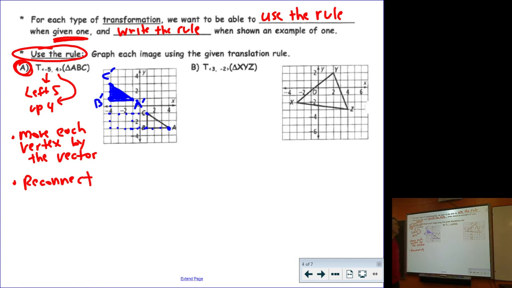And I have taken my triangle, and I have done a translation. I have taken the original triangle and slid it across the graph, up and to the left, right?